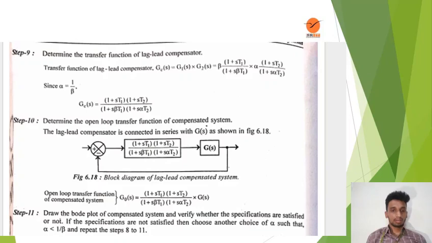Since alpha is equal to 1 by beta, we get Gc of S is equal to 1 plus S T1 into 1 plus S T2 divided by 1 plus S beta T1 into 1 plus S alpha T2. Step 10. Determine the open loop transfer function of the compensated system. The lag-lead compensator is connected in series with G of S as shown in figure 16.8. Step 11. Draw the Bode plot of the compensated system and verify whether the specifications are satisfied or not. If the specifications are not satisfied, then choose another choice of alpha such that alpha is less than 1 by beta and repeat steps 8 to 11.